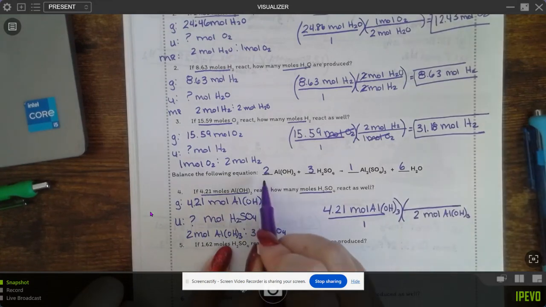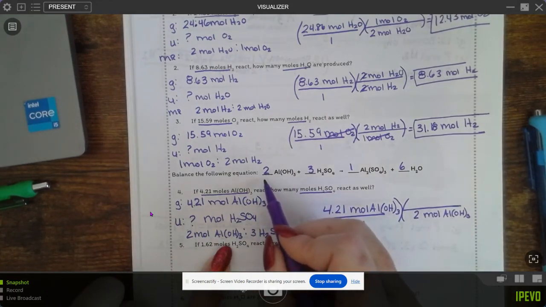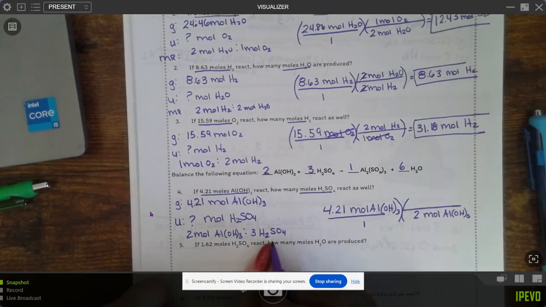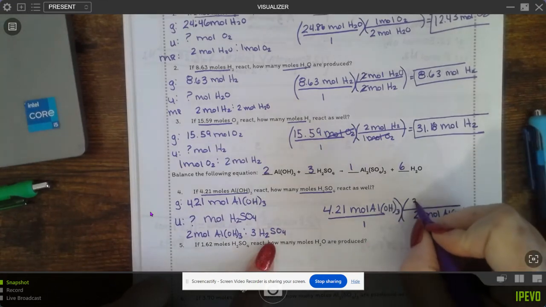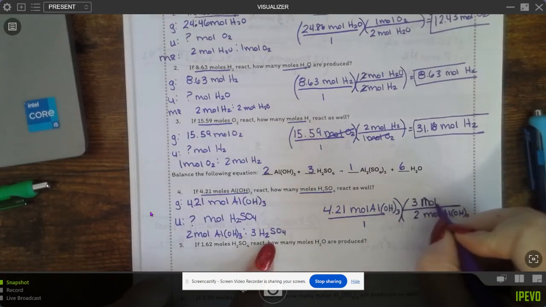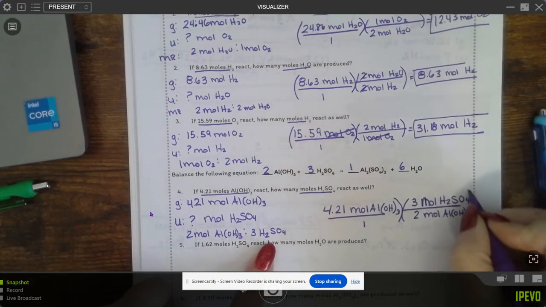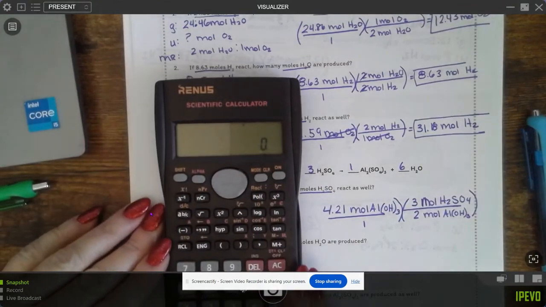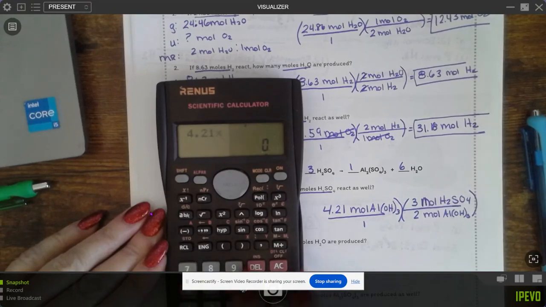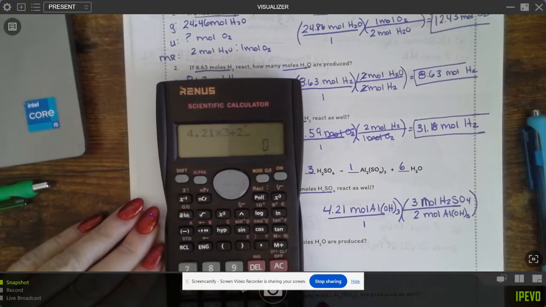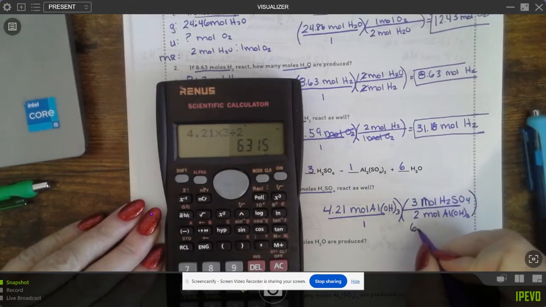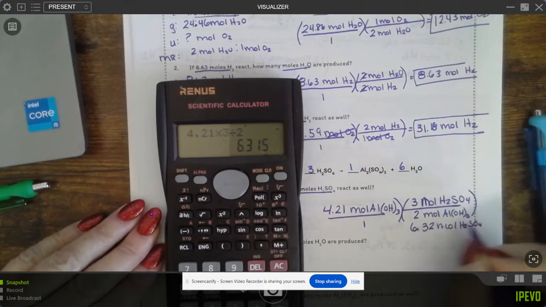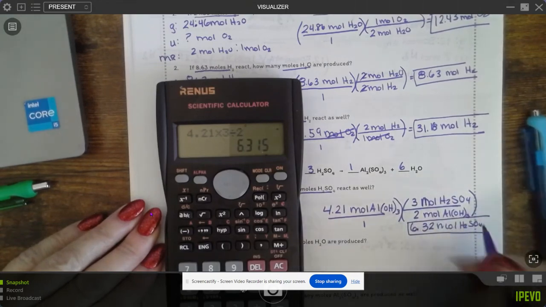Remember, guys, the mole ratio numbers come from the balanced chemical equation. So just if you're wondering where I get these numbers from, right? And then on top, I'm looking for sulfuric acid. I'm looking for moles H2SO4. Okay, so we're going to do this math. So 4.21 times 3 divided by 2, I'm going to round that to 6.32 moles of H2SO4.